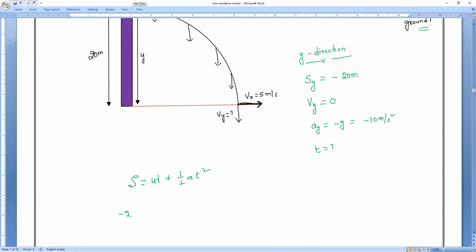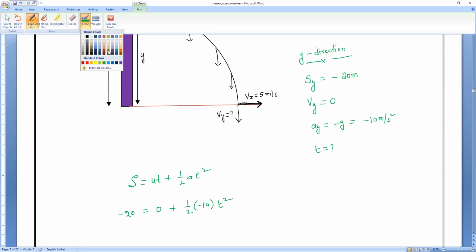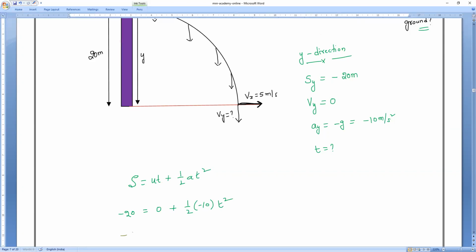So s is minus 20, which is equal to initial velocity 0, so this whole term will become 0. Half into a, which is minus 10, into t square. Now you can solve it fast and tell me what is the time. Minus 20 is equal to minus 5t square. Both sides minus will get cancelled, so t square is equal to 4, t is equal to root 4. So what is the time taken to reach the ground? 2 seconds.